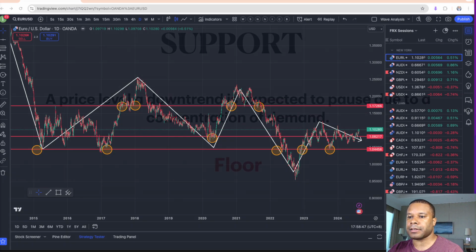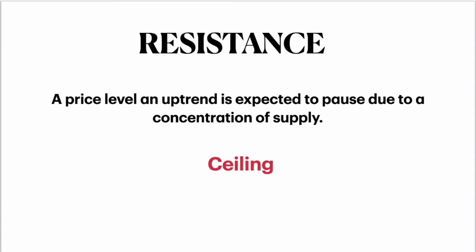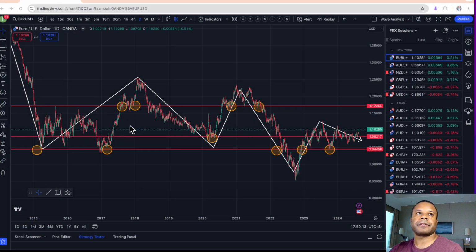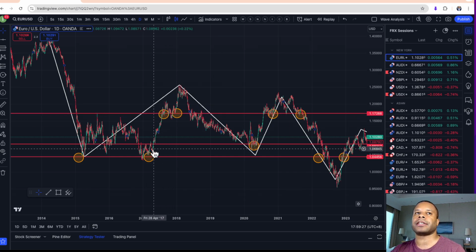Now, let's talk about this. Support is a price level where a downtrend is expected to pause due to a concentration of demand. Resistance is a price level where an uptrend is expected to pause due to a concentration of supply. Meaning this. We talked about those Jordans, right? Those Jordans came down. There was a big demand, right? People bought those low prices. Then the market started to shoot up.